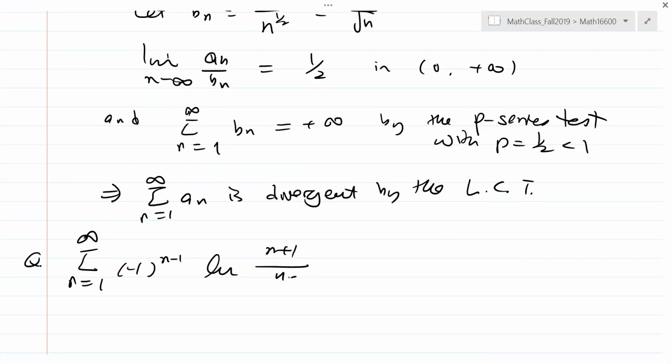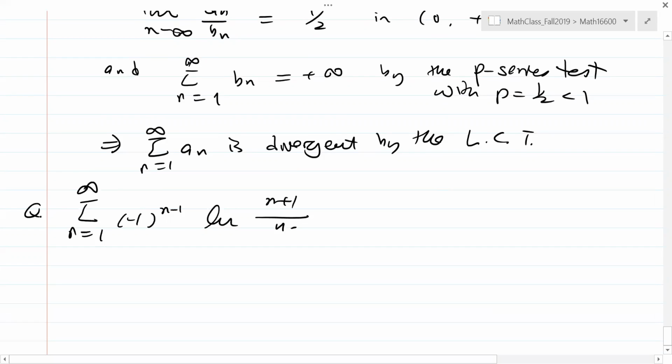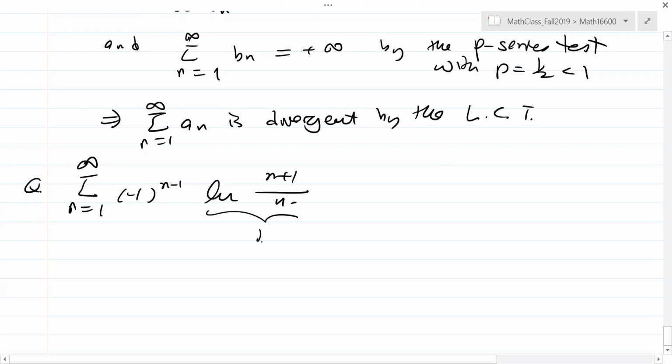Tell me, it's convergent with that. So this is your Bn, right? I think the Bn is positive. Why? Because n plus 1 over n is greater than 1. So it implies Bn is positive. Okay?